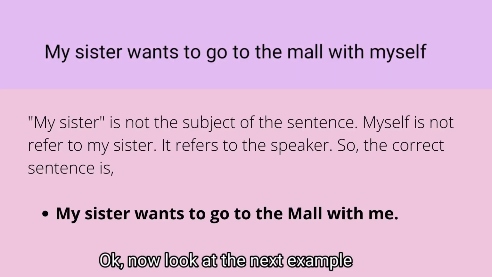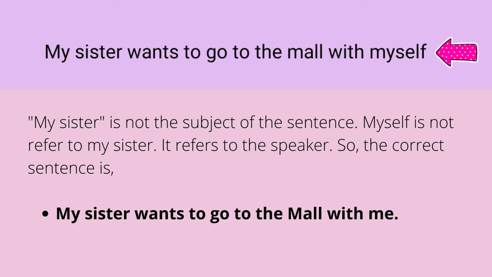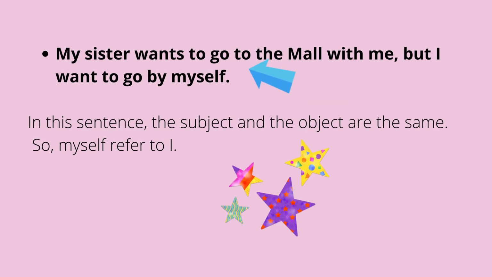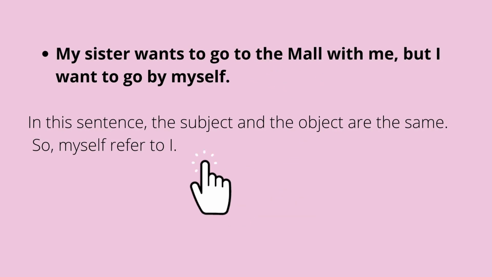Okay, now look at the next example. My sister wants to go to the mall with myself. Well, my sister is not the subject of the sentence. Myself does not refer to my sister. It refers to the speaker. So, the correct sentence is my sister wants to go to the mall with me. Okay, here is an example of reflexive pronouns being used correctly. My sister wants to go to the mall with me, but I want to go by myself. In the sentence, the subject and the object are the same. So, myself refers to I.